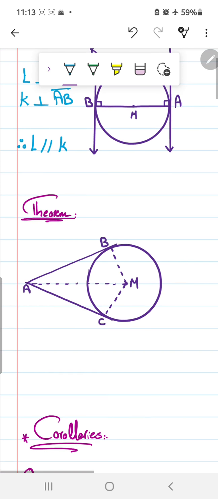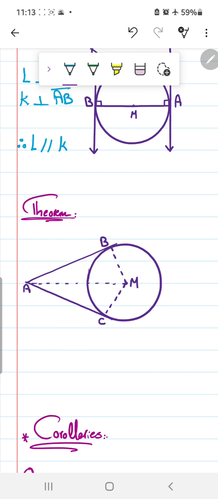We have a theorem. The two tangents drawn to a circle from a point outside the circle are equal in length. So here we have the two tangents drawn to a circle from a point outside, they are equal in length. So we have here AB is equal to AC.